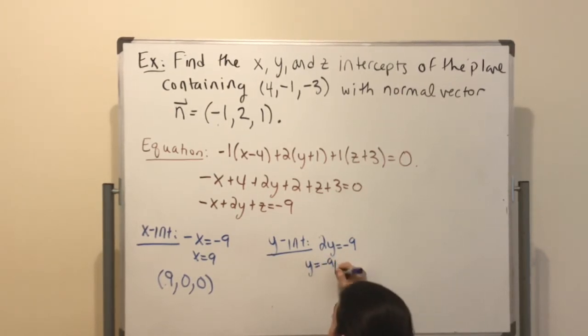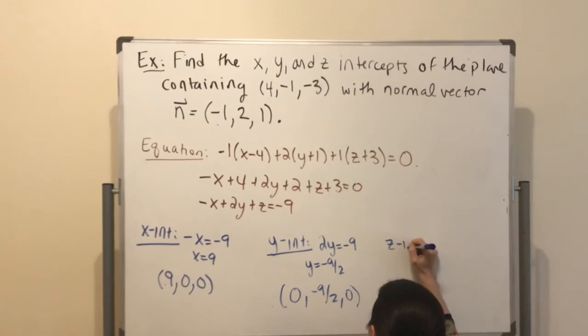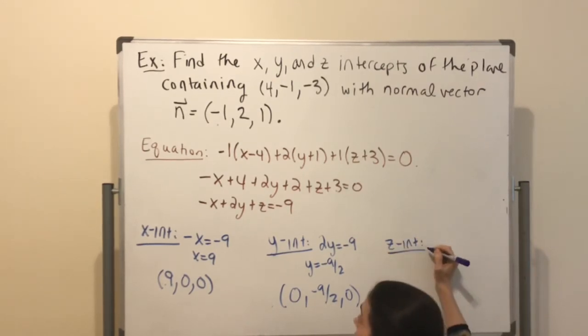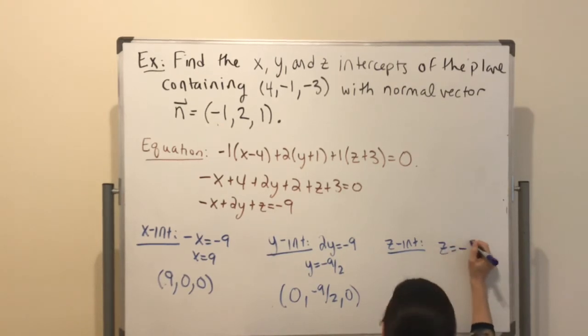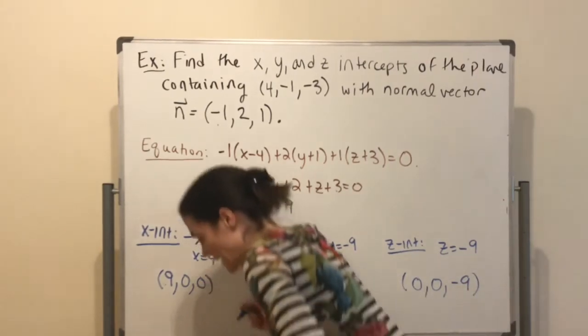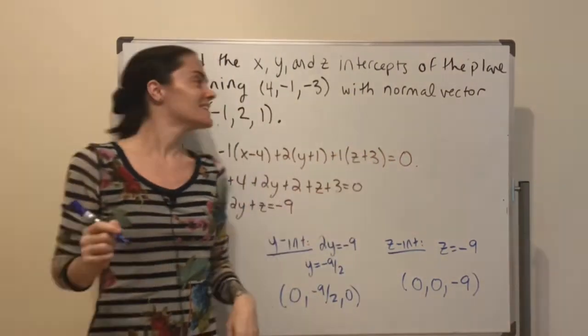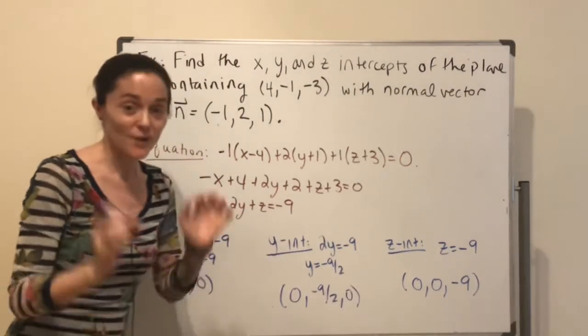Y is negative 9 over 2, and the point on the plane is (negative 9 over 2, 0). And finally, the z-intercept, where x and y are 0. Immediately, z is negative 9, and the point on the graph is (0, 0, negative 9). So these are our three intercepts, the x-intercept, y-intercept, and z-intercept for this plane.